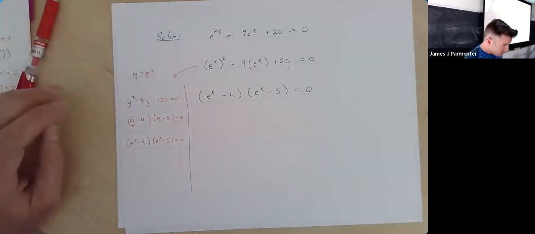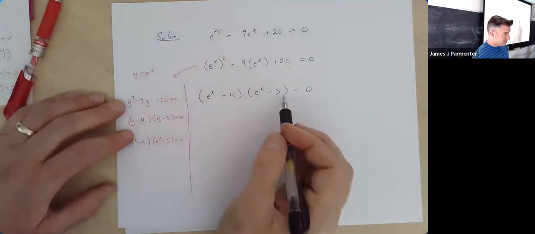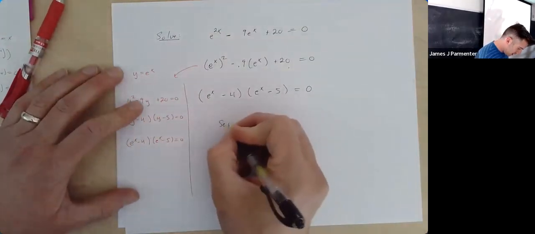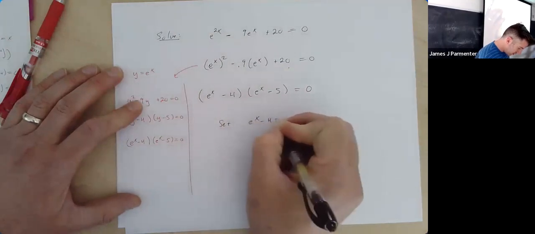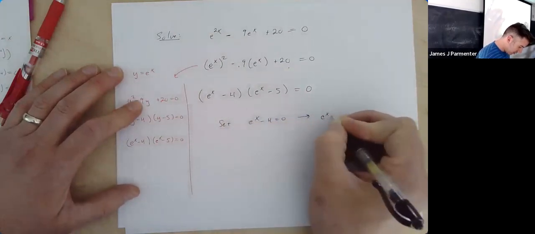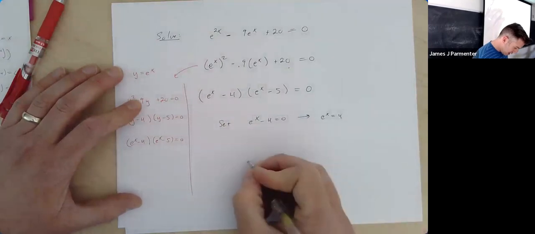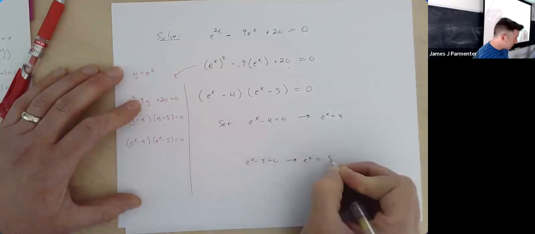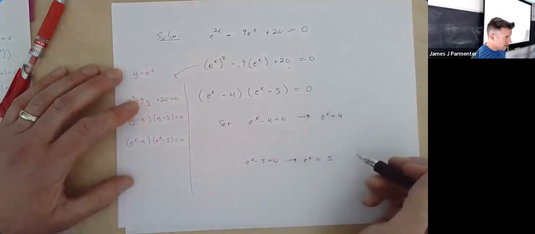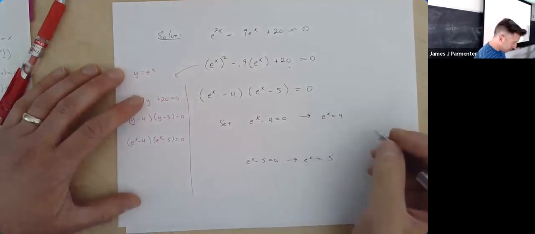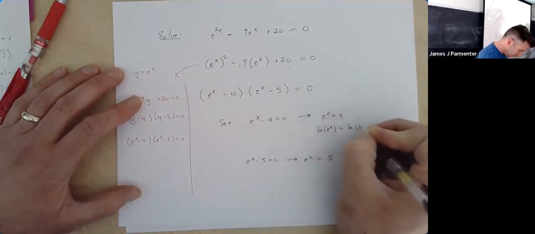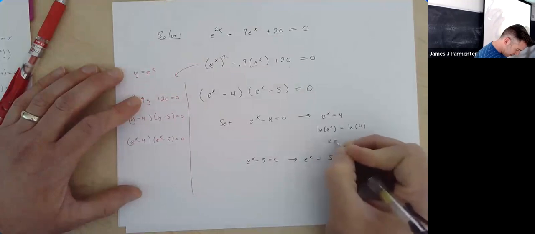Either way, once you've set something equal to 0 and factored it, then we're just setting each factor equal to 0. So we're going to set e to the x minus 4 equal to 0, which gives us e to the x equal to 4, and e to the x minus 5 equal to 0, which gives us e to the x equal to 5. And then to solve this, I'm going to take the natural log of both sides. So the natural log of e to the x equals the natural log of 4. So we get x equal to the natural log of 4.